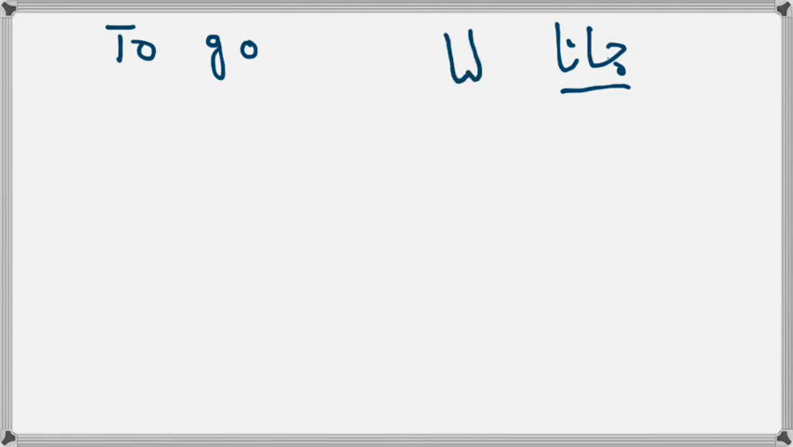Now I will give you another example. To go means jana. But when we use to go in past perfect tense, then instead of jana, we use gaya. So, in Urdu, sometimes the third and second forms of the verb also change. For example, I had gone.